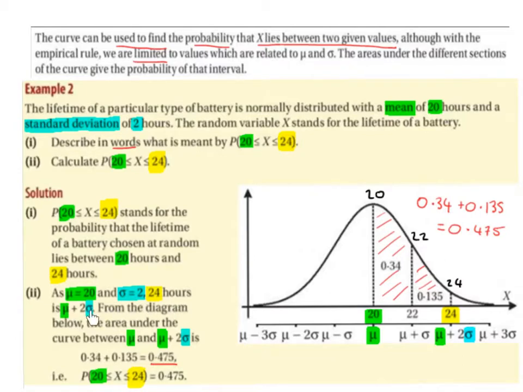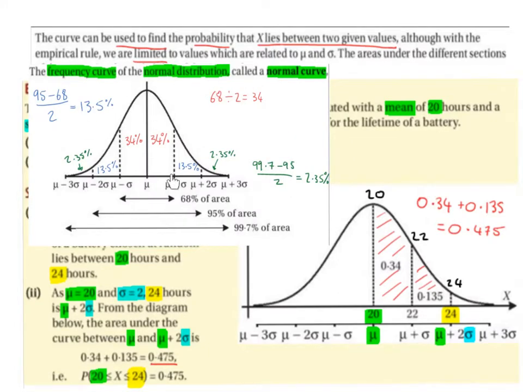From the diagram, the area under the curve between the mean and the mean plus 2 standard deviations is 0.34 plus 0.135, which equals 0.475. So where did these numbers come from?